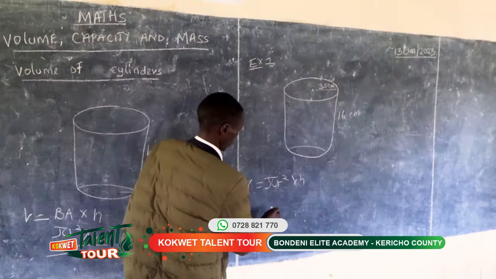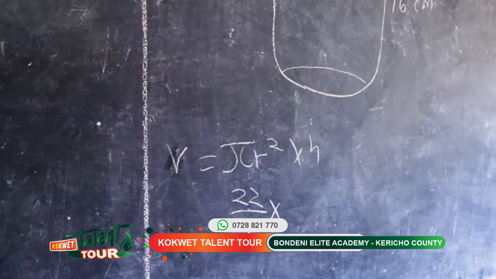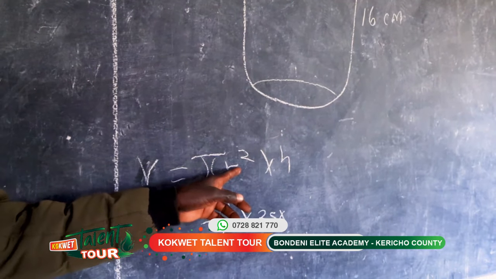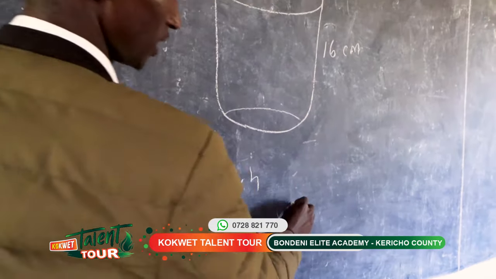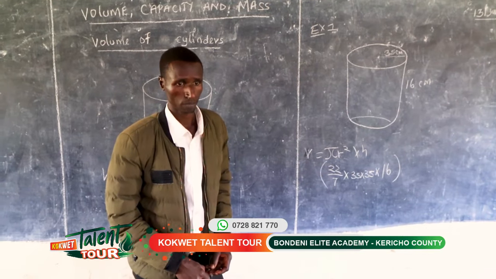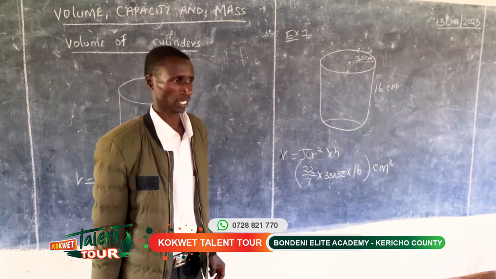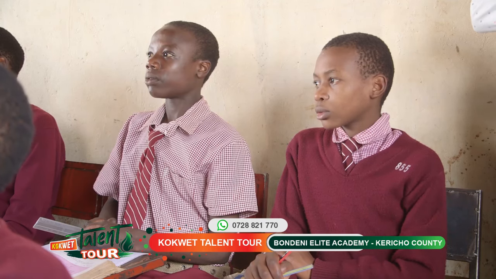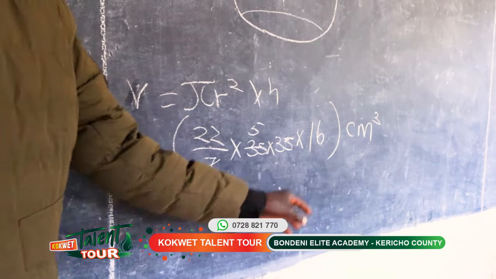The height is 16. And you replace the formula. Pi is 22 over 7. Multiply by the radius, 35. Multiply by another radius, 35, because this is a square. Then you multiply by the height, 16. The answer is in centimeters cube, because this is the volume. Can we cancel by 7? 7 into 7 is 1, and 7 into 35 is 5. Then you multiply 22 by 5, by 35, and by 16.